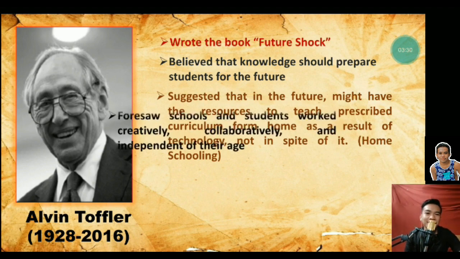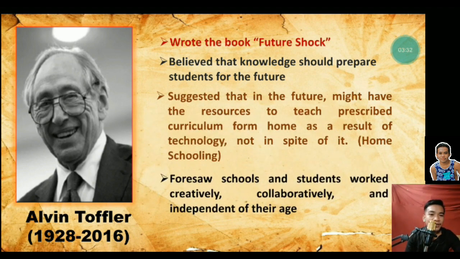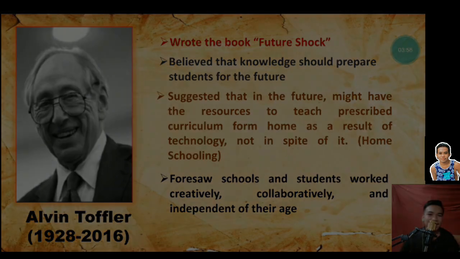So the next one we have, he foresaw schools and their students working creatively, collaboratively, and independent of their age. So this means that Alvin Toffler predicted that if the school and the students work collaboratively, the result will be successful and the curriculum goals are already met.